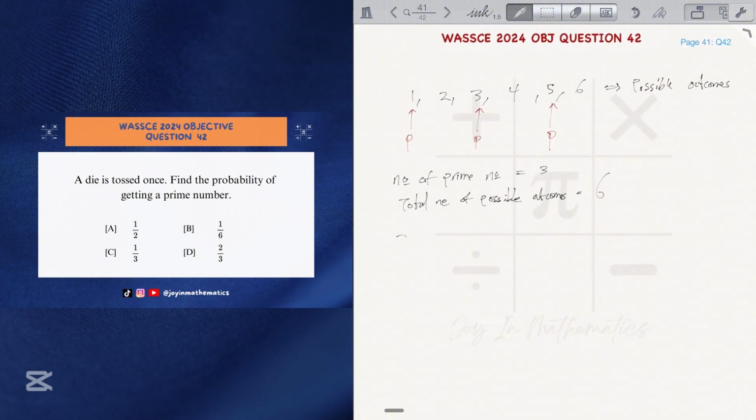Definitely, the probability of a prime number is equal to the number of primes, 3, divided by the total number of possible outcomes, 6. So 3 over 6 simplifies further to give 1 over 2, and this is option A.